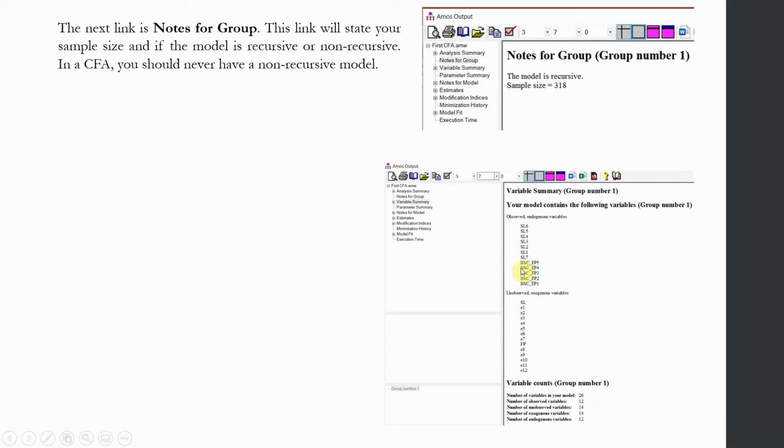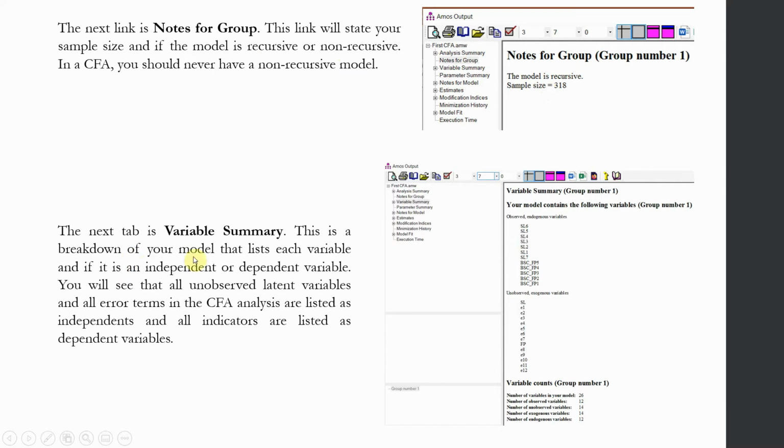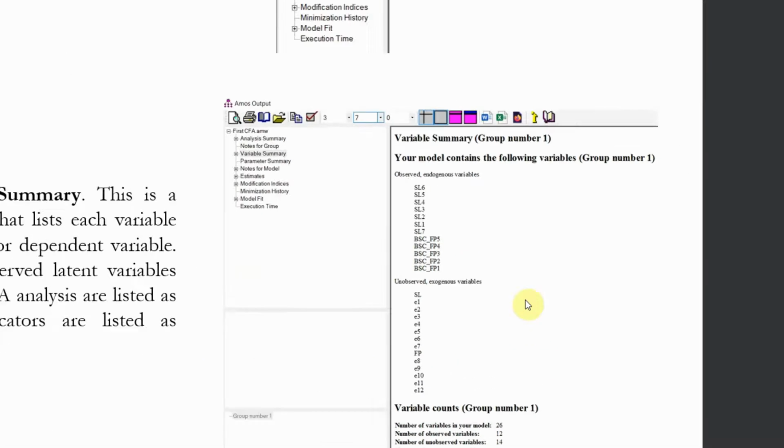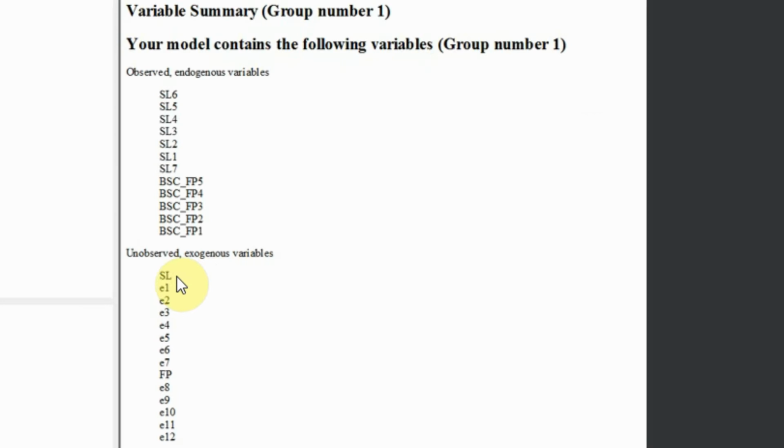All the variables in your model will be shown here. This is the breakdown of your model that lists each variable and if it is an independent or dependent variable. You will see that all unobserved latent variables and all error terms in the CFA analysis are listed as independent and all the indicators are listed as dependent variables. So your unobserved variables are listed as exogenous variables, servant leadership, financial performance, and with the error terms. Whereas all observed are listed as your endogenous or dependent variables.